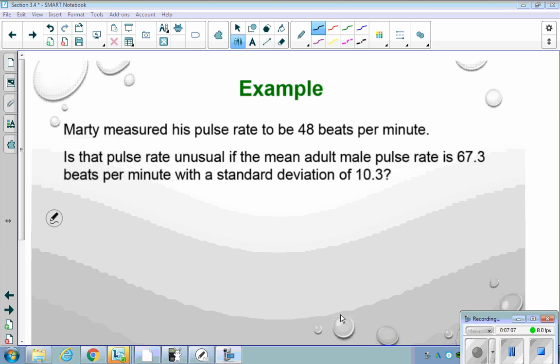Okay, I'd like to get you into the habit of drawing these out, because a drawing is worth 1,000 words. The better you do it and the more you do it now, the easier it is going to be to translate it to when we have to find areas under the curve. And those really need to be drawn, okay? So I'm going to draw my normal curve.